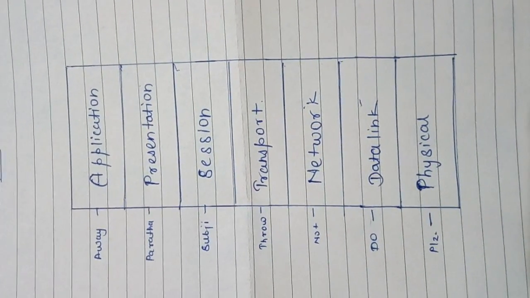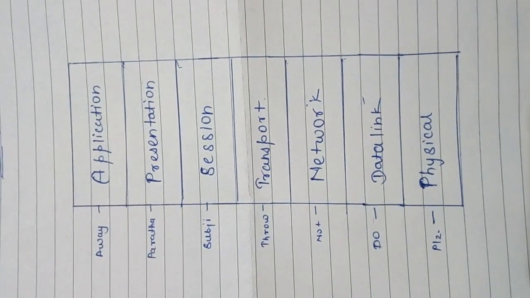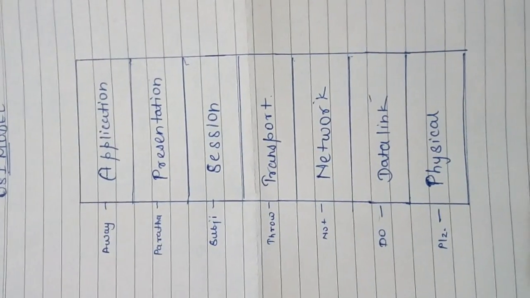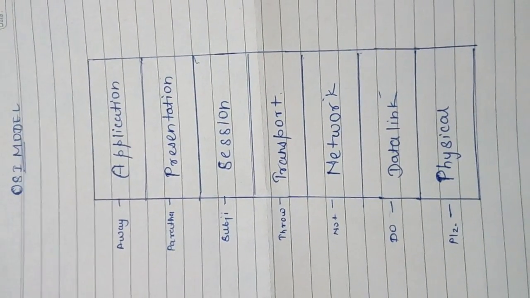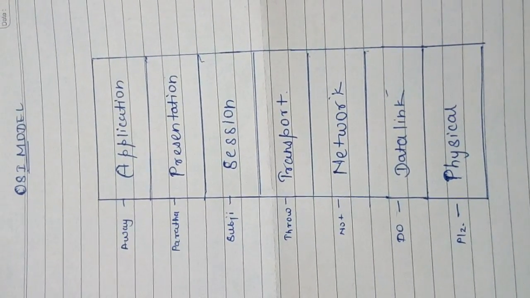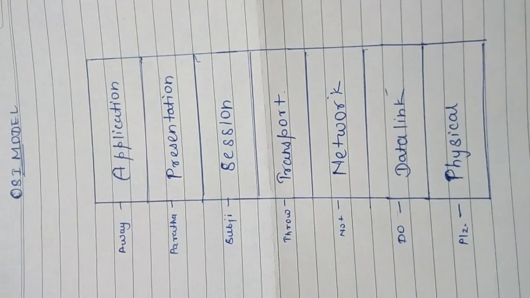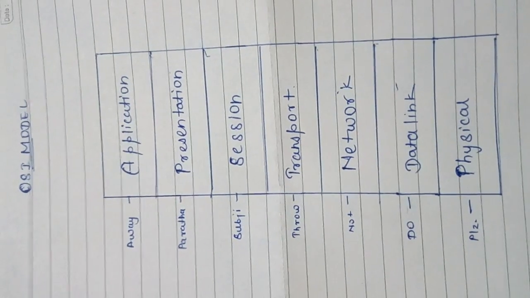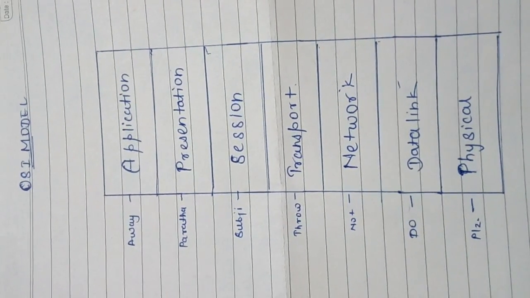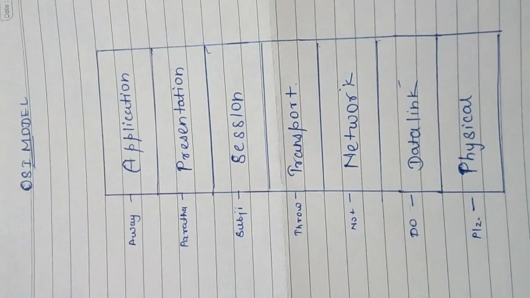In this video I am going to tell you what OSI is and what we mean by OSI layers. So first of all we want to know what is OSI. OSI means Open System Interconnection Model. With this, first we have to know what the Open System Interconnection Model is and why it is used.